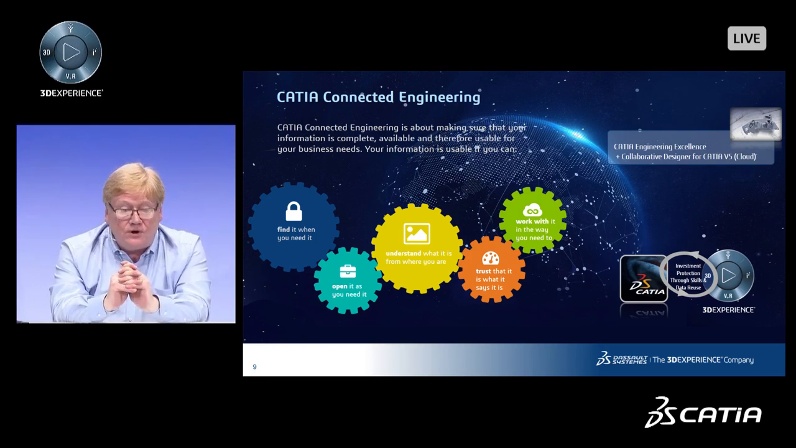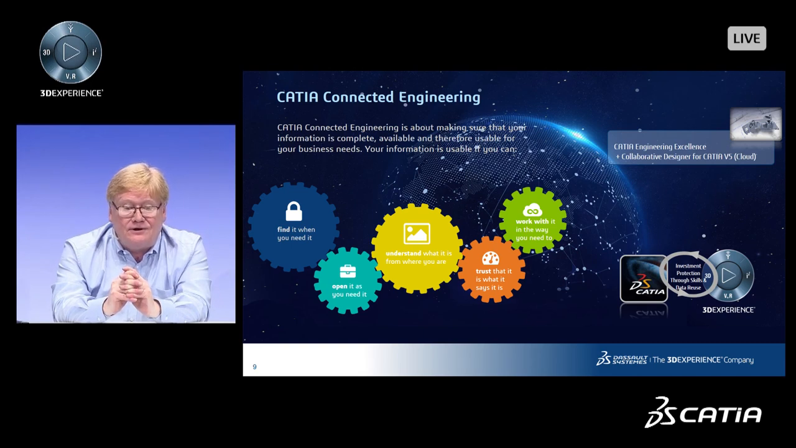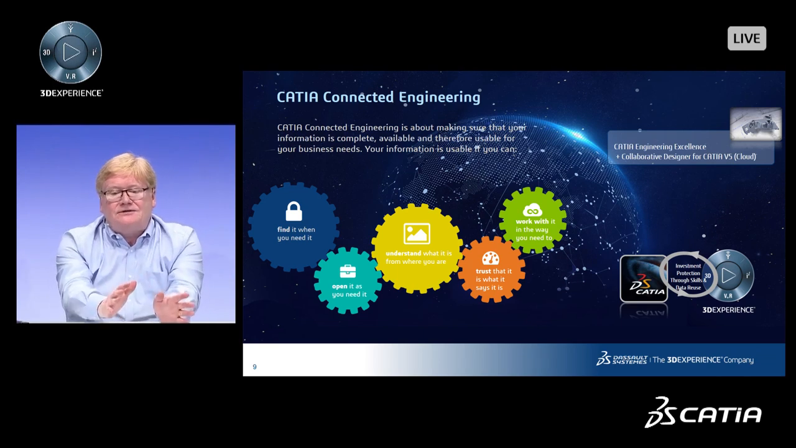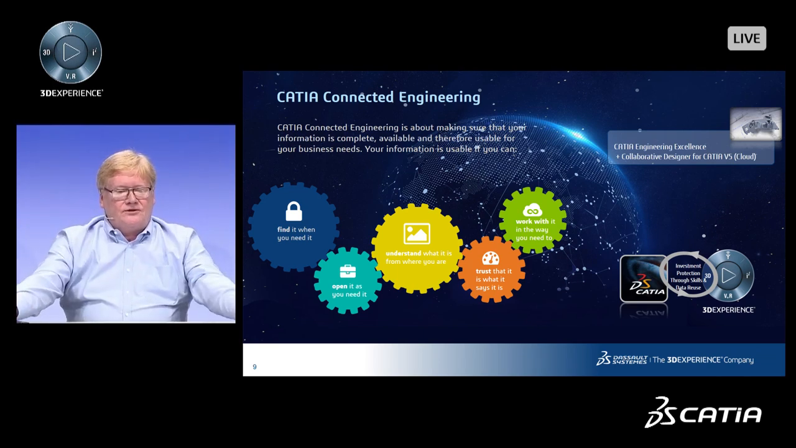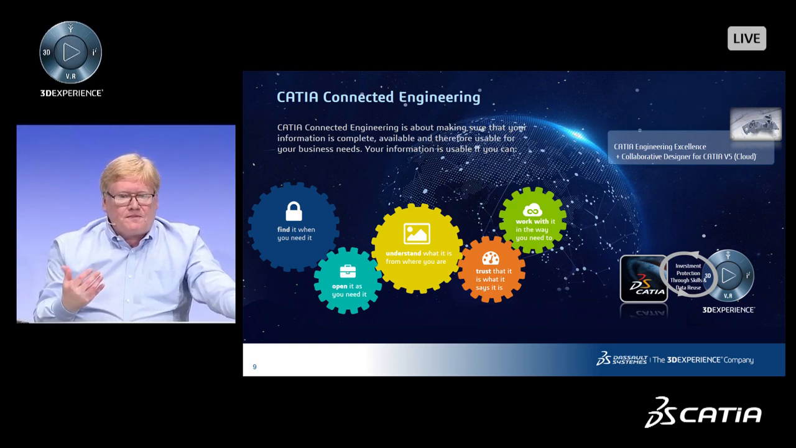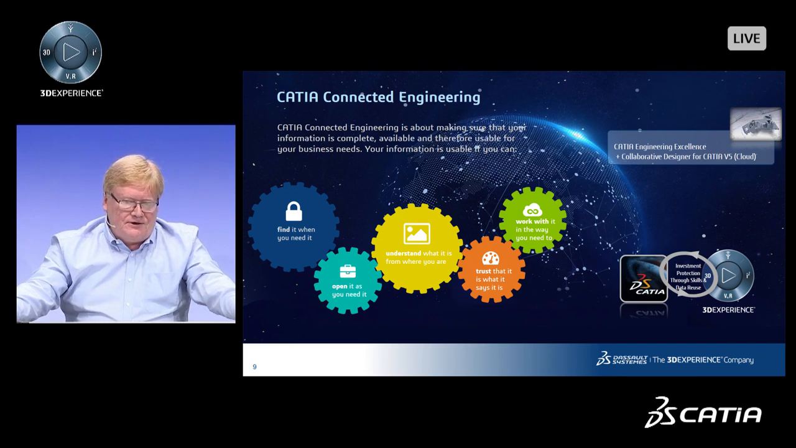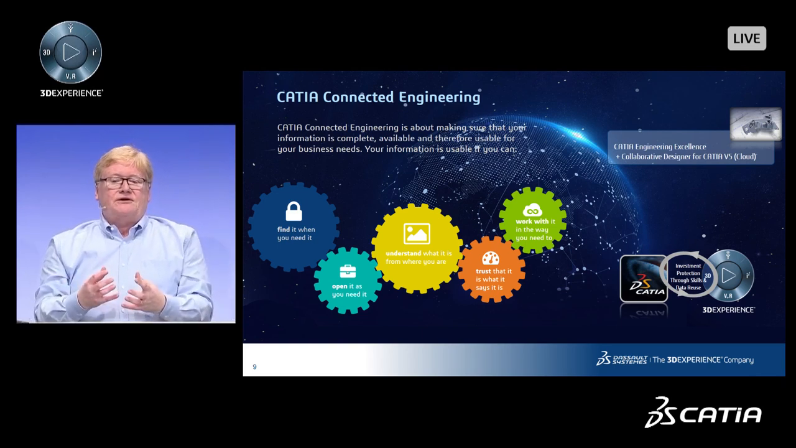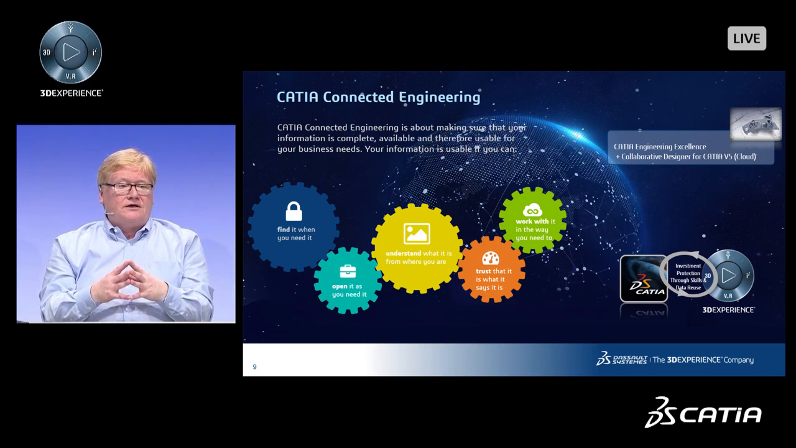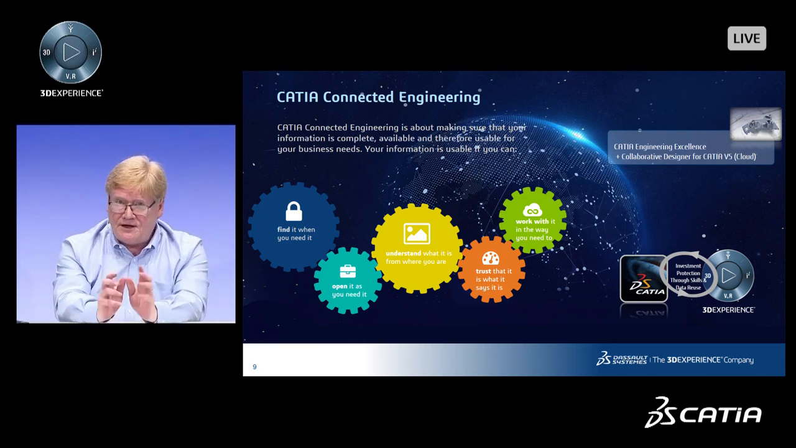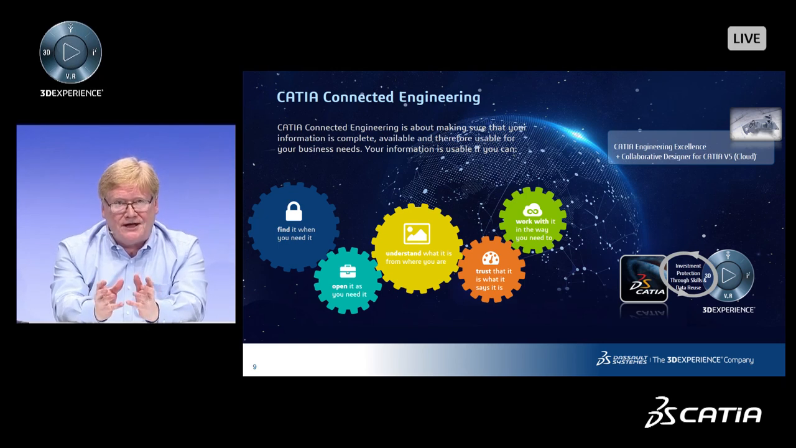You need to be able to understand what it is and from where. You need to trust that it is what it says it is. That's no minor thing. And you need to be able to work with it in the way that you need to. And two aspects of our solution really address those important values. One is that we've created a packaging of CATIA engineering excellence, which is combined with PLM collaboration services on the cloud, which allows you to take your CATIA version 5 design and continue your CATIA version 5 designs, but to store that information on the cloud and have it readily available to whoever you believe needs that data as a single source of truth.